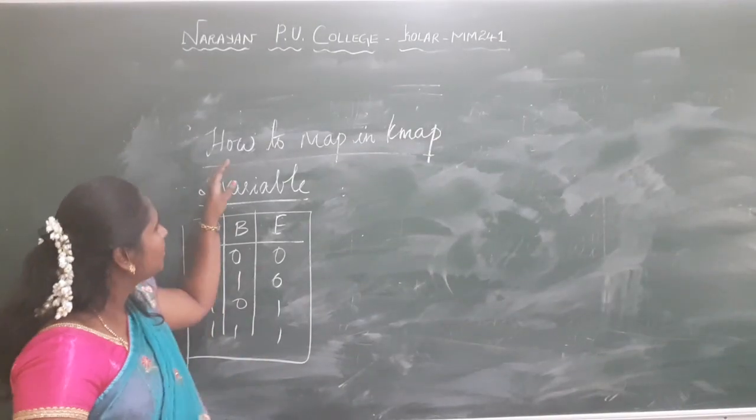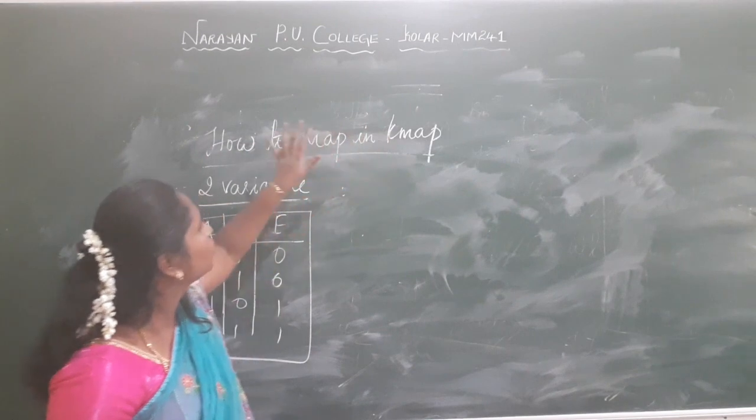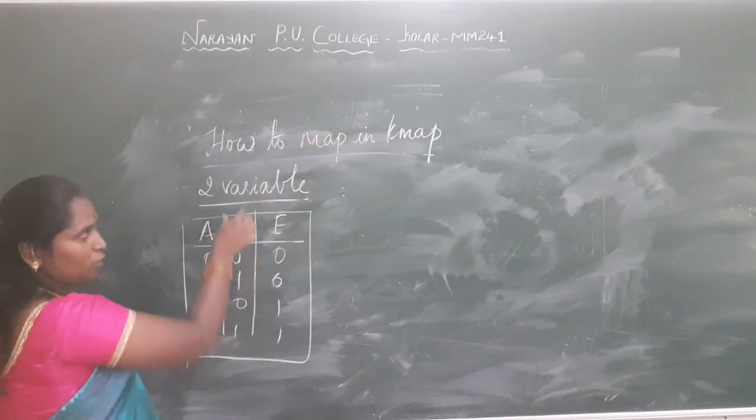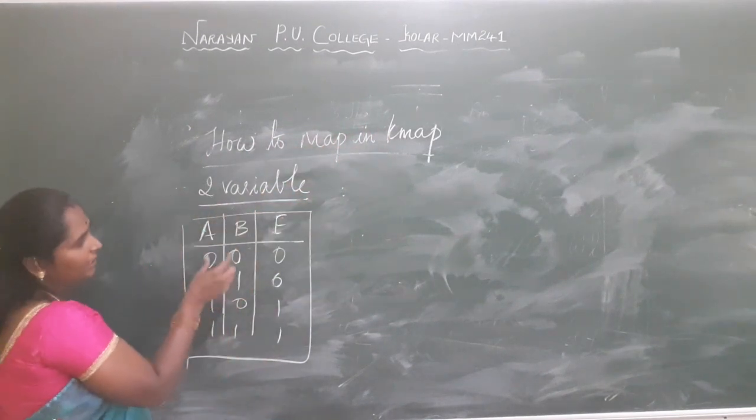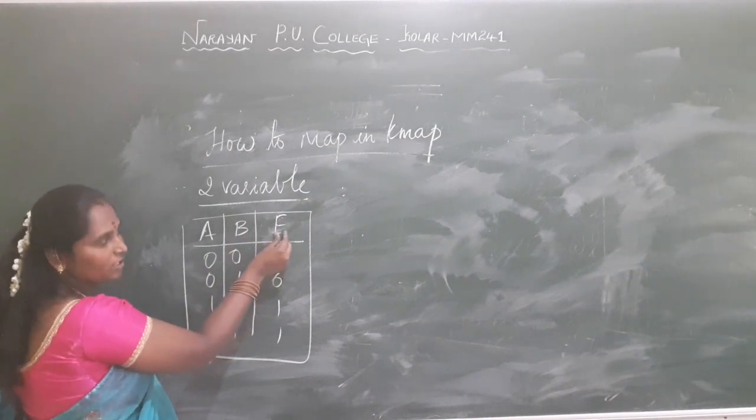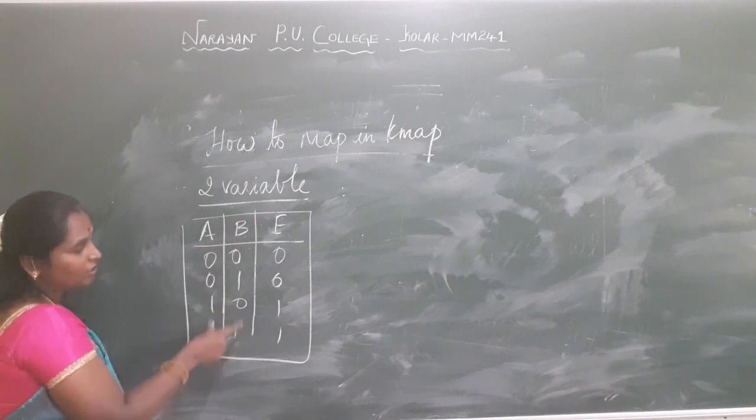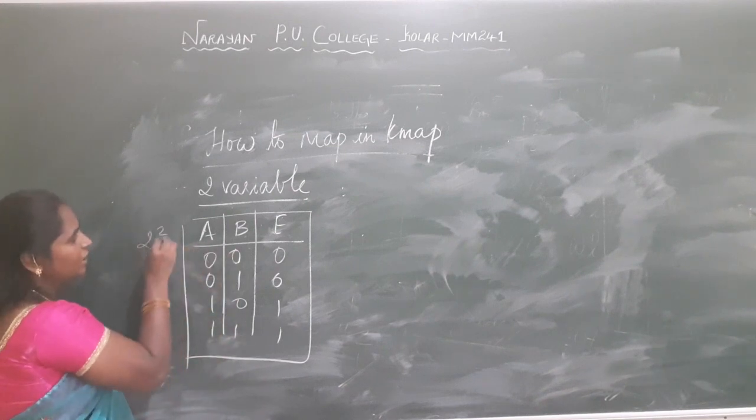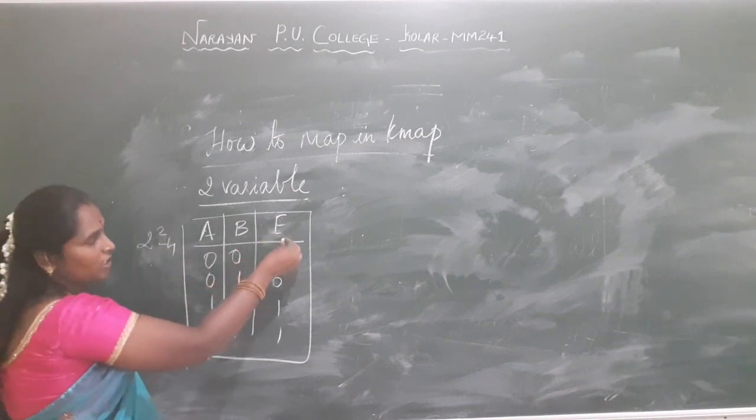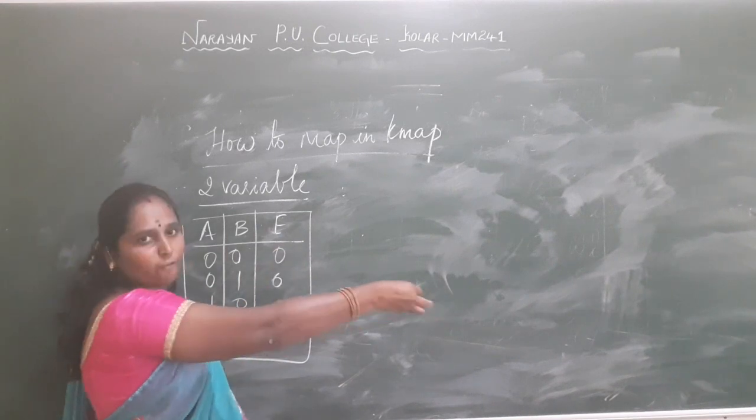Here we will see the next topic: how to map in a K-map. For 2 variables, they have given the truth table, with A, B as the main input variables. The final output is the function F. The possible combinations I already explained: for 2 inputs, there are 4 possible ways of zeros and ones. The function is F equals 0, 0, 1, 1. So I have to represent this in the form of a K-map.